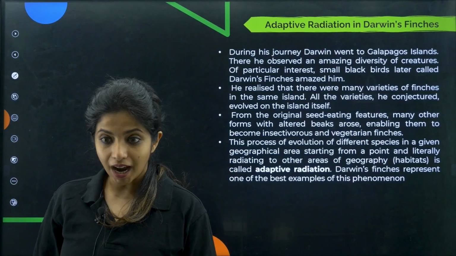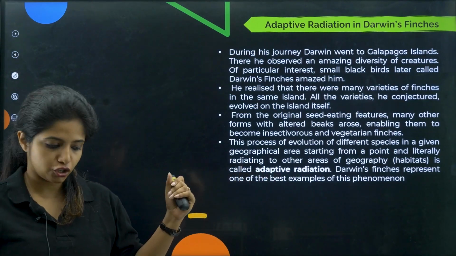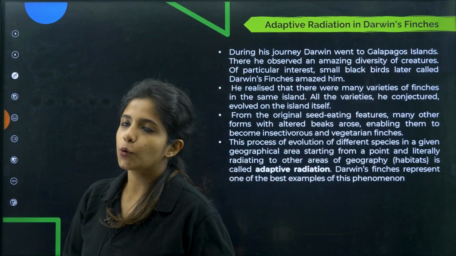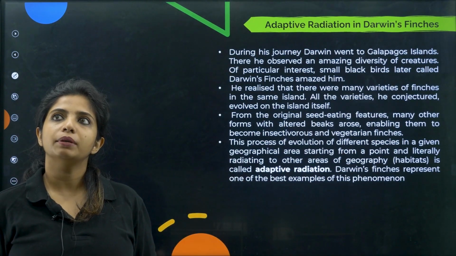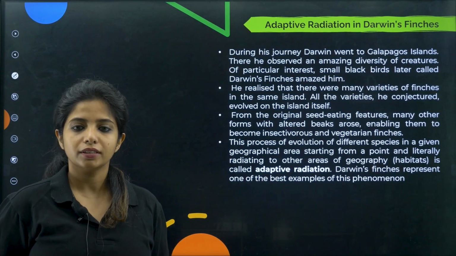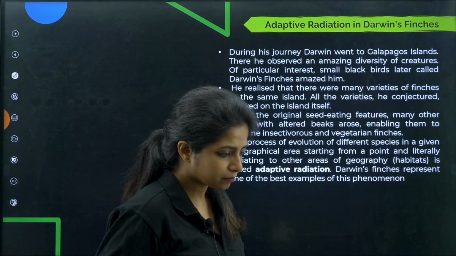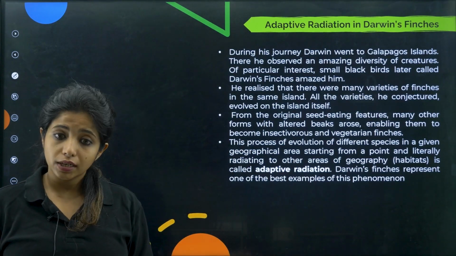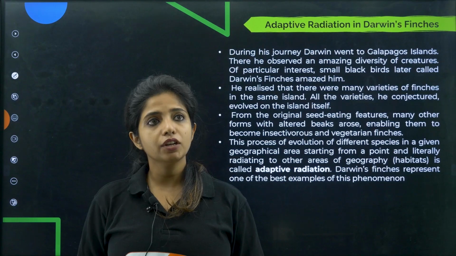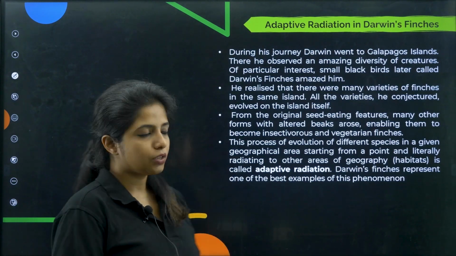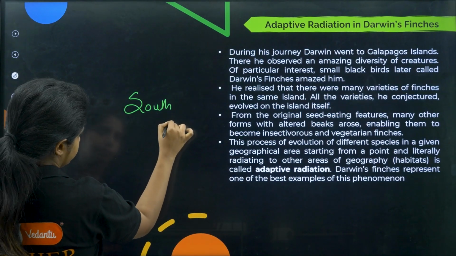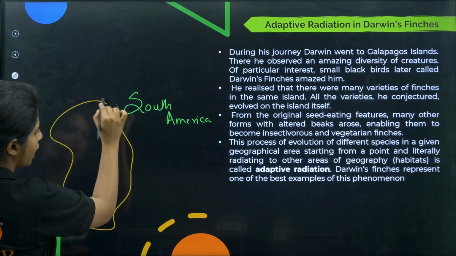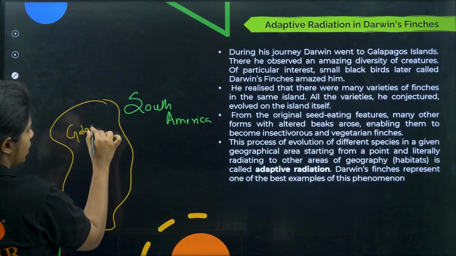Going ahead, let's start with adaptive radiation in Darwin's finches. So you have to imagine me as Darwin. I know it's difficult to imagine me as Darwin, but still. I as Darwin was moving around in my big ship, the Beagle was its name. I was going on a world voyage because I was very much interested in environment and everything. Then I reached near South America, and near to it, I found a very pretty island, my dear children. I called it Galapagos Island.